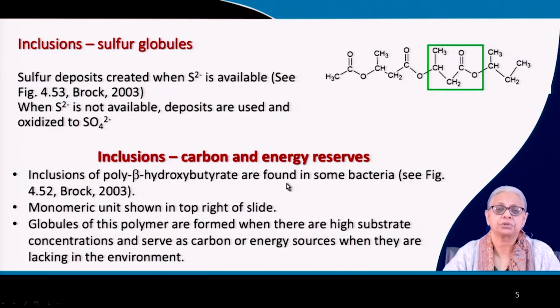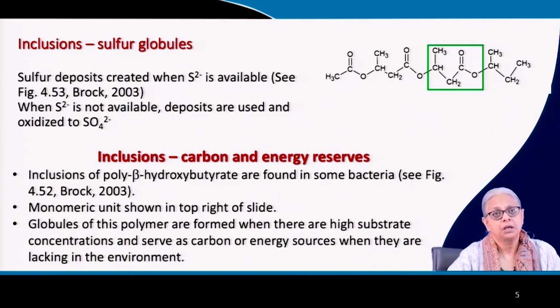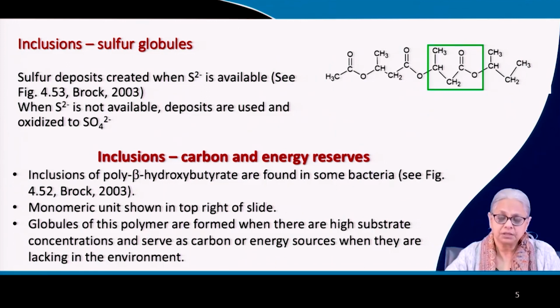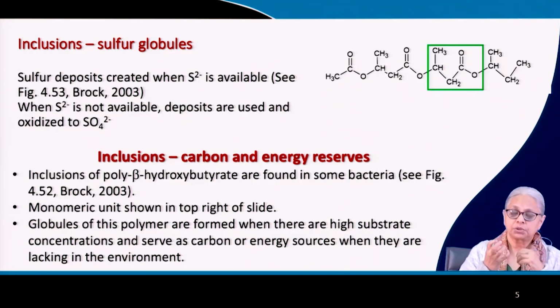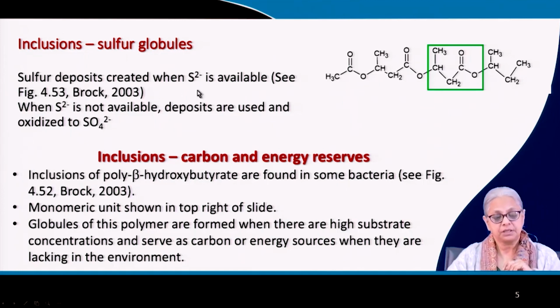Now these inclusions are what the bacteria produce when these nutrients, very important, essential nutrients, are present in the environment. So they create these inclusions or storage granules. Inclusion means a storage granule that is inside the cell. So sulfur deposits are created when sulfide is available.